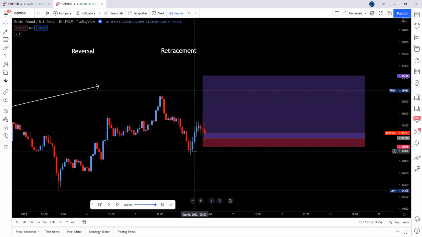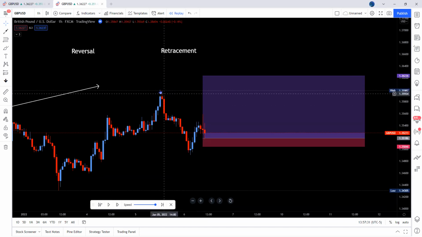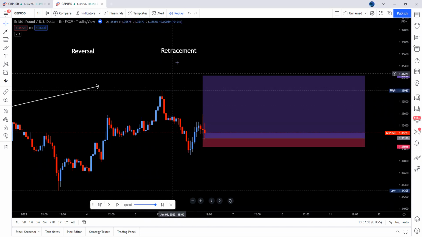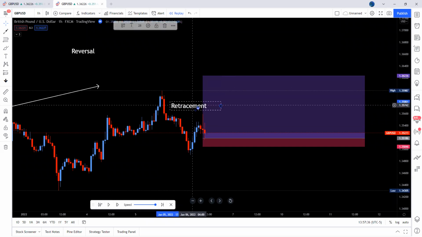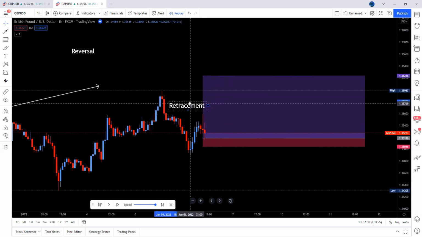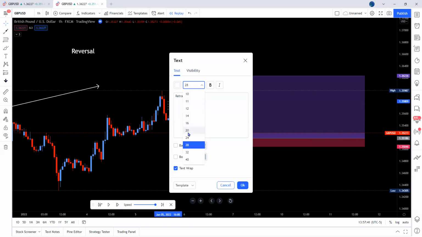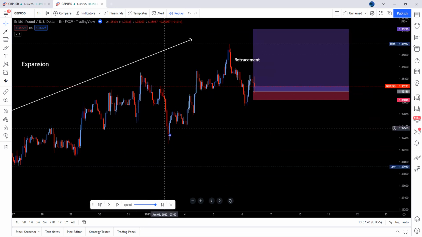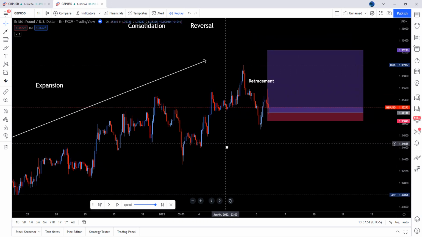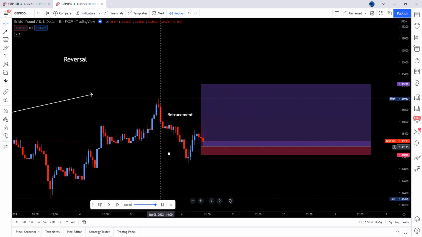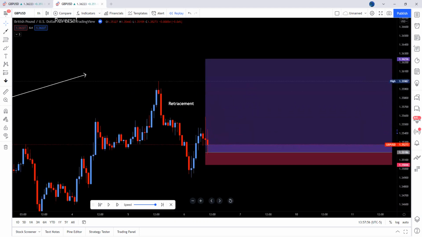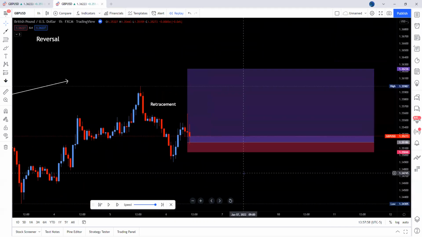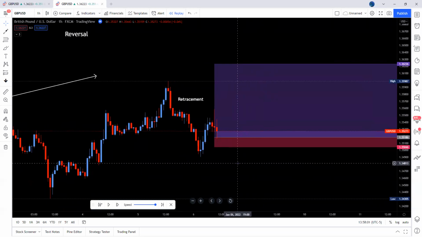What is the overall market structure right here? Higher low. It's a retracement, right? Why is this a retracement? Well, it's a retracement because it's going against the expansion, right? Anything that goes against the expansion is a retracement, right? Anything that goes beneath it is an expansion. Now that we understand that this is a retracement, what is our bias?